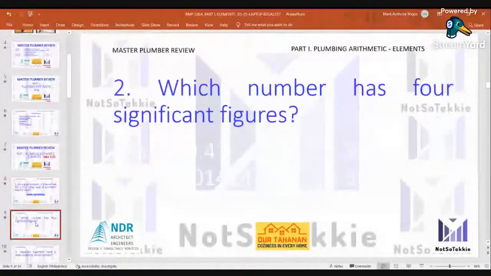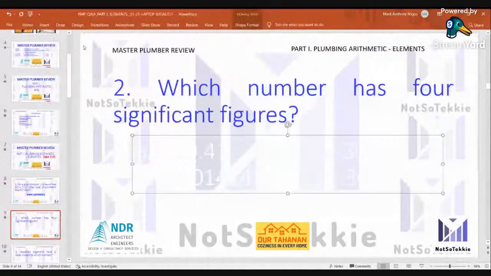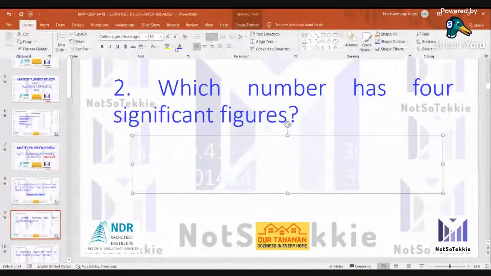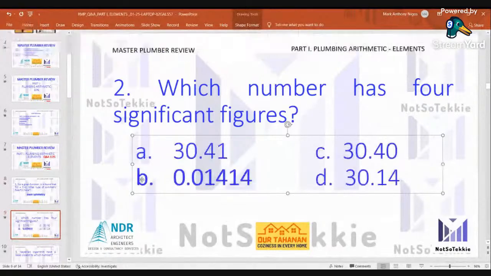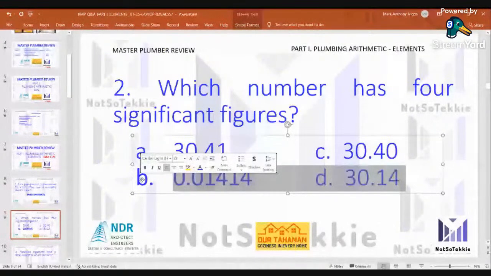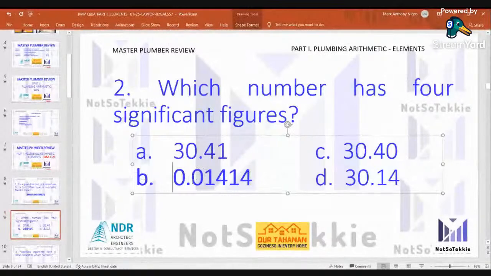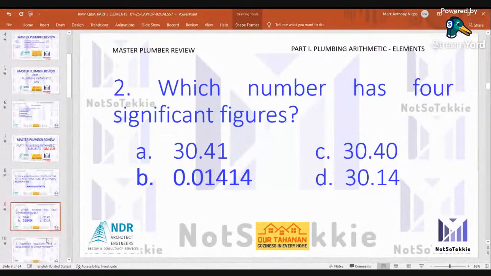Number 2, which number has 4 significant figures? So, ito yung mga pipilian. Ilagay ko lahat. The answer is B. 0.01414. This is the number with significant figures.